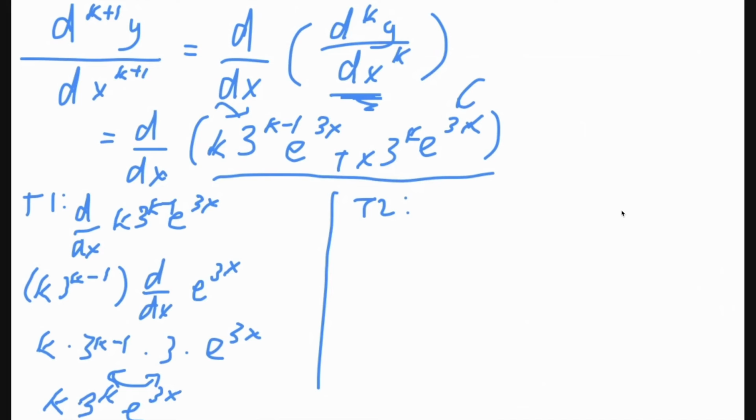Okay, term number 2: we're taking the derivative with respect to x of x times 3 to the k times e to the 3x. Now this one's a little bit trickier, and it seems that we have to apply the product rule here. So we can rewrite the product rule.